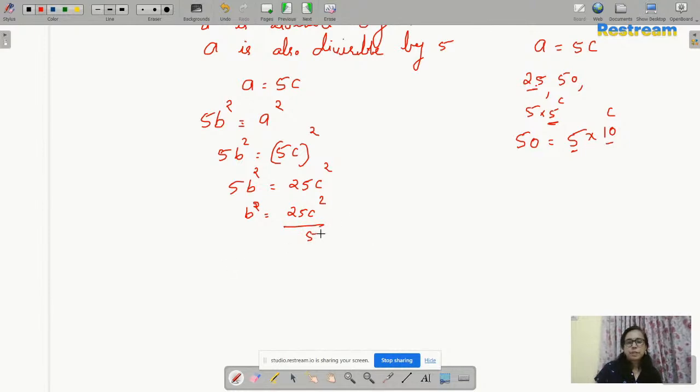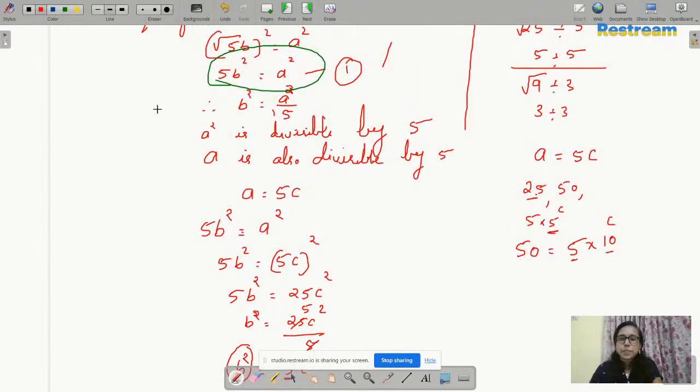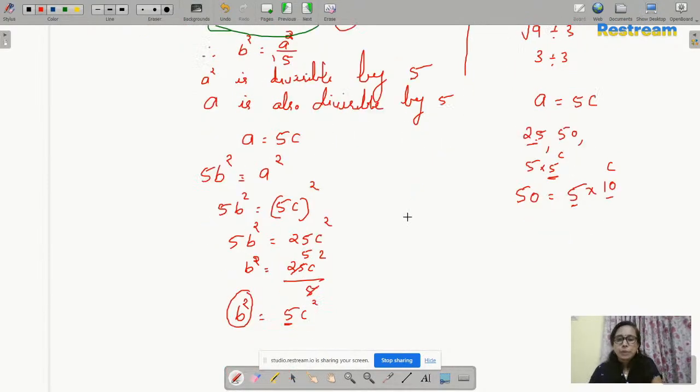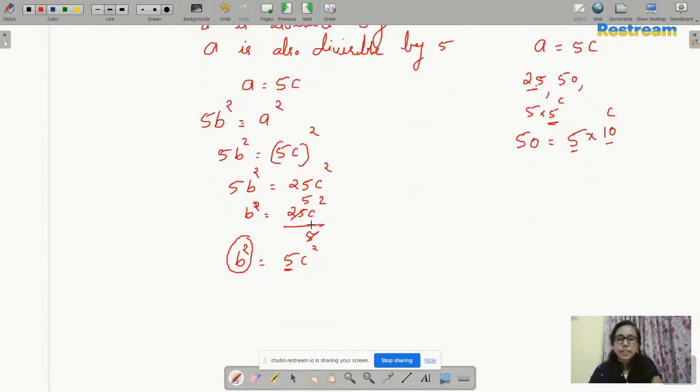Now 5 and 25 get cancelled. 5c square. That means b square is equal to 5c square. Do you understand? b square is equal to 5c square. That means b square is a multiple of 5, that is, b square is divisible by 5. You got it? Here we have proved that a square is divisible by 5. Now here we are getting b square is equal to 5c square.